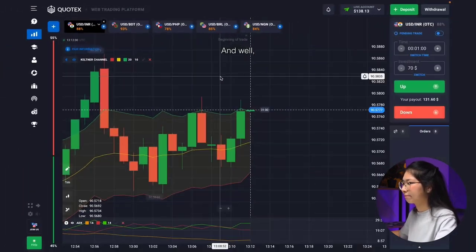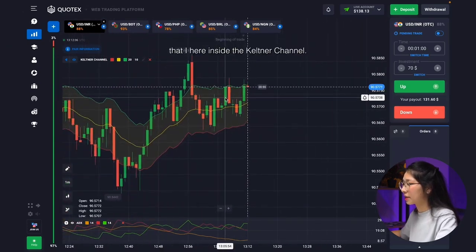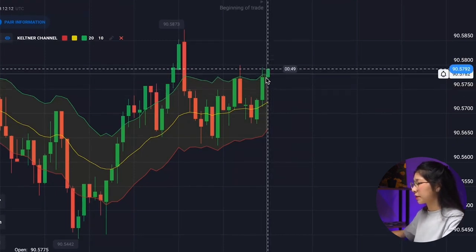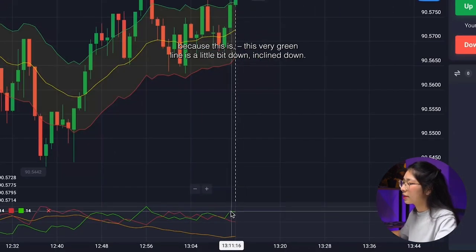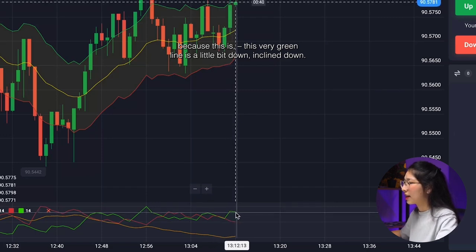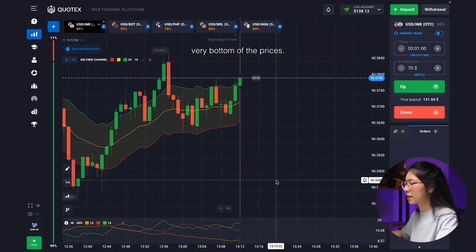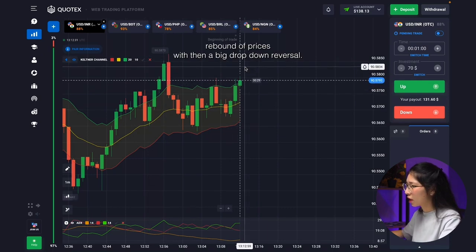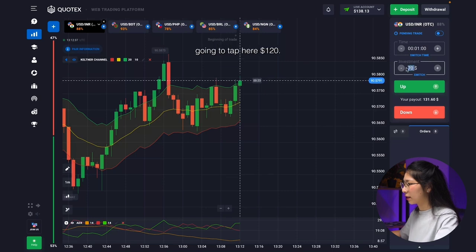Wow. Okay. I think that we need to consider the quotations that are here inside the golden channel. So I hope there is going to be a short rebound of prices. You see also that the ADX is not showing me obvious signs because this green line is a little bit inclined down, and I think I have to try myself because I have this very bottom of the prices, and I still hope there is one rebound of prices within a big drop down reversal. I'm going to go to my investment quickly, so let's tap here $120.